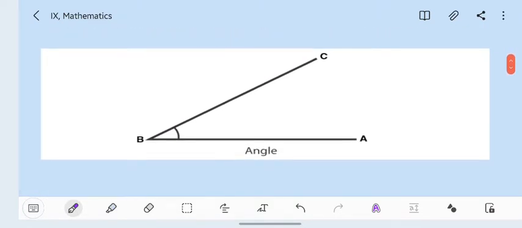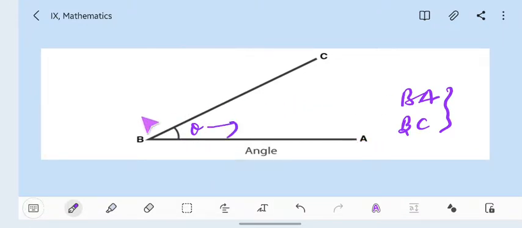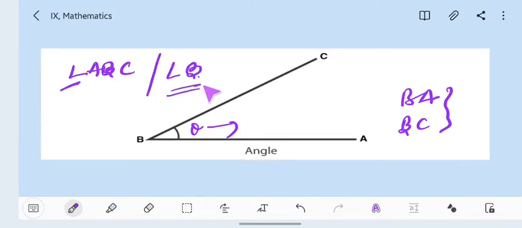So here these are the arms. BA and BC are the arms of the given angle. This is represented by theta. So theta is the representation of an angle. So ABC is an angle, angle ABC; this is the symbol of an angle. We can represent an angle with three letters or with a single letter, as angle B only. So either you can write angle ABC or angle CBA or angle B. All three are correct.